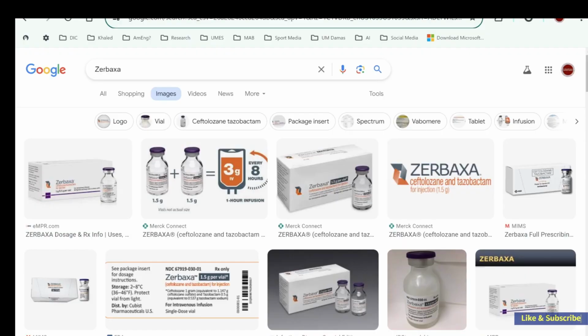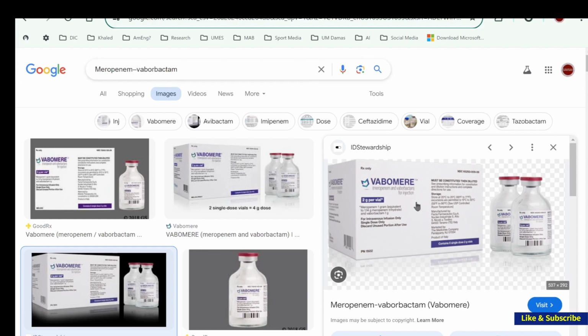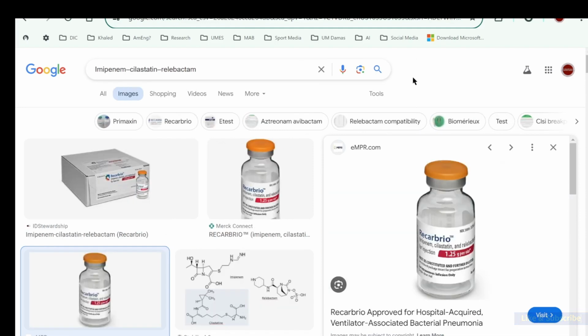In this screen from Google Images, I share with you Zerbaxa, which is ceftolozane with tazobactam. And then we have Avycaz, ceftazidime with avibactam injection. Moving to meropenem, then we have imipenem, cilastatin, and rilibactam. So all these medications are available as combination treatments.